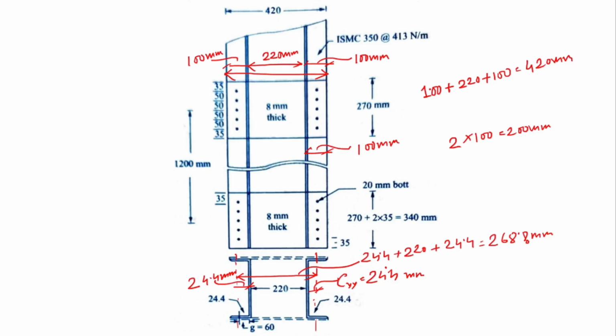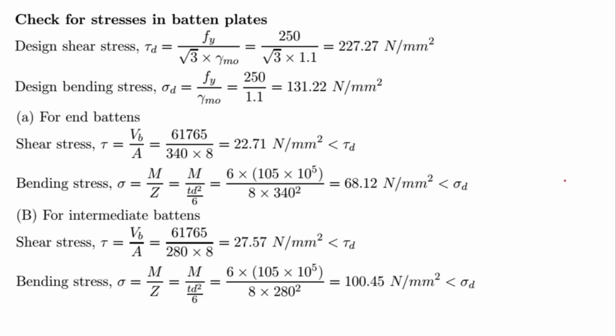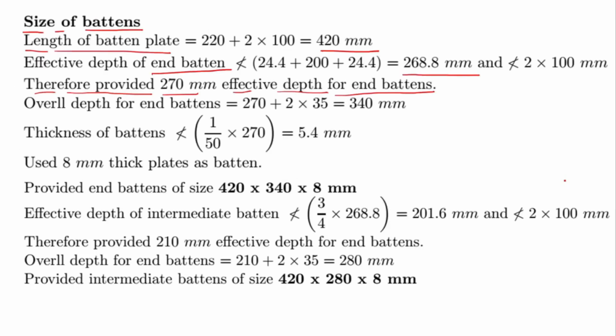Then we have to calculate the overall depth for end battens. If we provide edge distance for each bolt 35 mm on both sides, the overall depth will be effective depth 270 plus 2 into edge distance 35, so it will be 340 mm. That means 340 mm will be the overall depth of the batten.